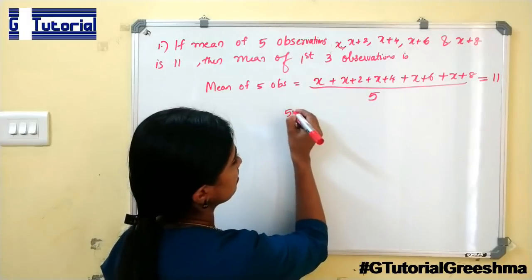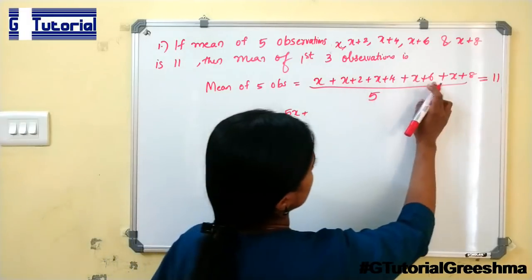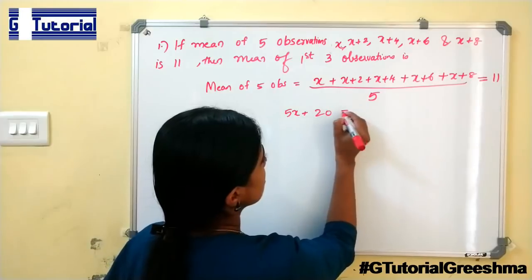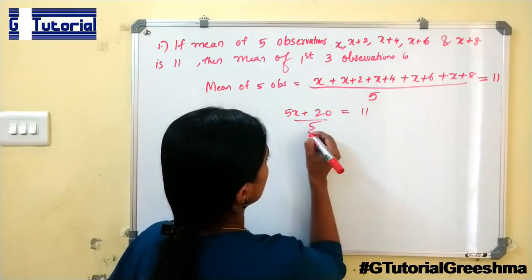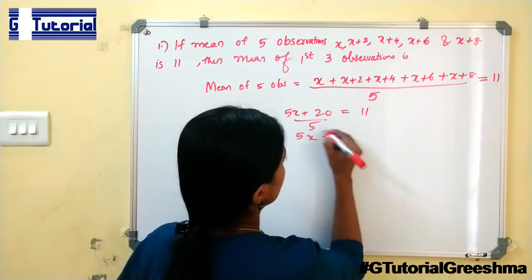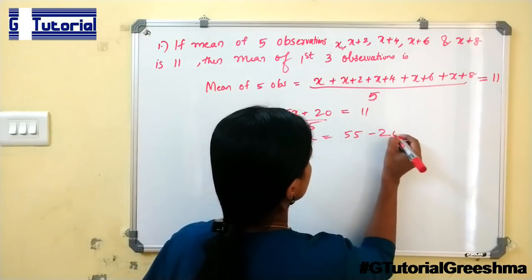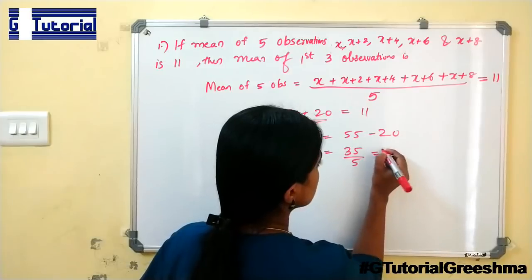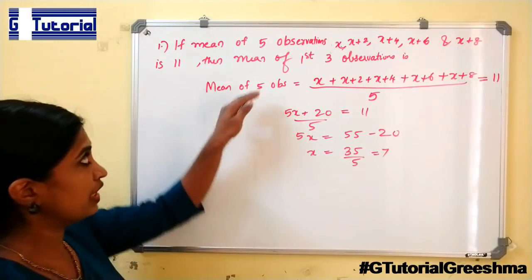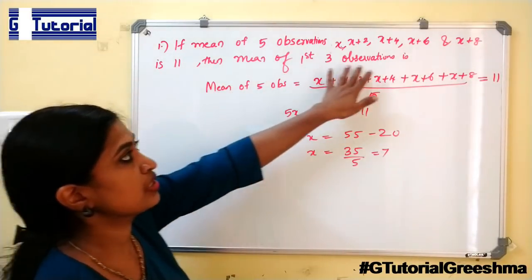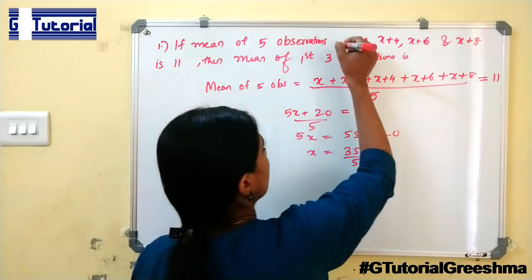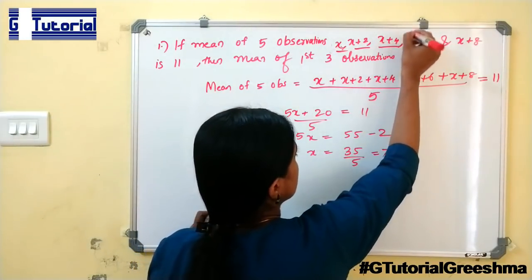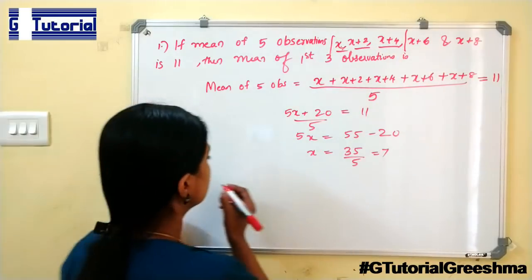From here we can find the value of x. 5x plus 20 by 5 is equal to 11. Or 5x is equal to 11 into 5, 55 minus 20, or x is equal to 35 by 5 which is equal to 7. Here we are asked to find mean of first 3 observations, that is mean of x, x plus 2 and x plus 4.